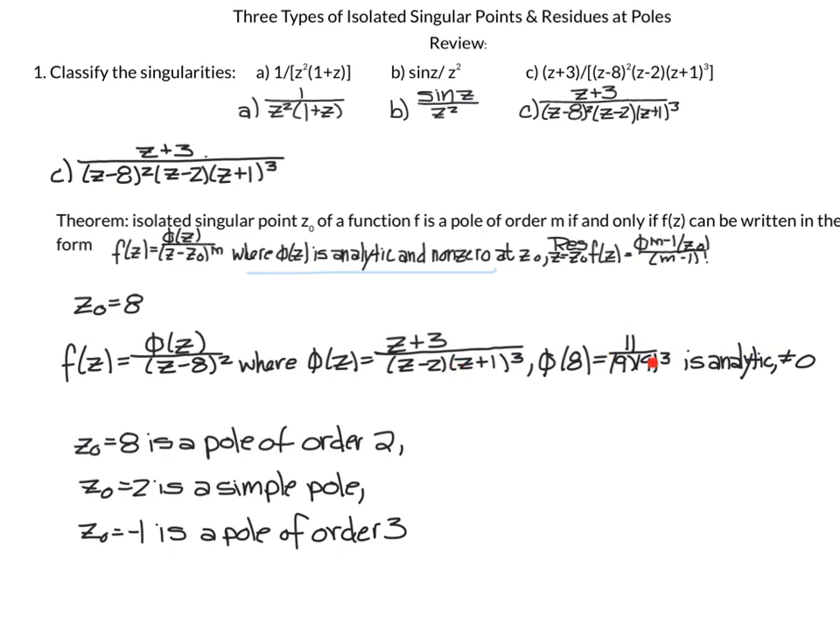So we see that this is analytic and not equal to 0, which means then this m here, this 2, is the order of our pole. So z naught equals 8 is a pole of order 2. You can do similar work to show that z naught equals 2 is a simple pole and z naught equals negative 1 is a pole of order 3.